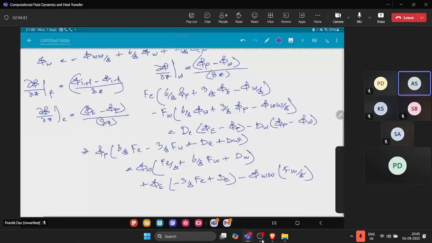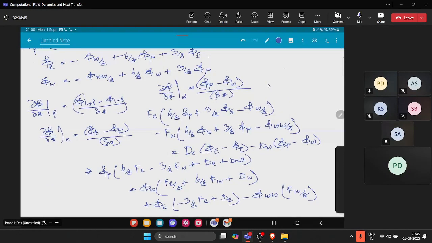Yes, sir. Okay, I hope we can stop here, not too much content for a single class. We can also convert this into aP phi P equals aW phi W plus aE phi E. It will require some algebraic manipulation, which I will do in the next class. I hope it is okay until now.